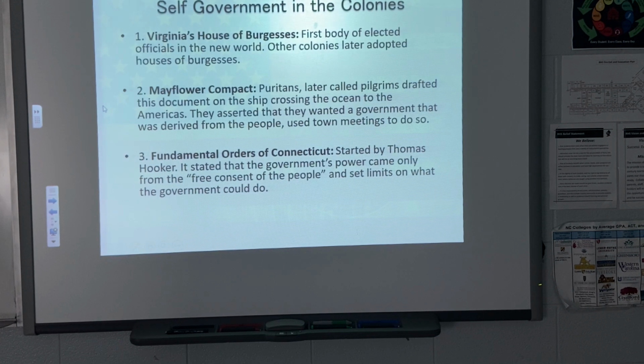So the Mayflower Compact, there again, would be drafted as the Puritan pilgrims would cross the ocean to the Americas. They wanted a government that would derive from the people and use town meetings to do so. Mayflower Compact is a good form of self-government in the colonies that would influence the consent of the governed democratic idea that is even used in the U.S. Constitution. Okay, and such is the case with number 3, the Fundamental Orders of Connecticut. So those are 3 notable happenings in the colonial period of American history whose practices would carry over into an influence at the Constitutional Convention.